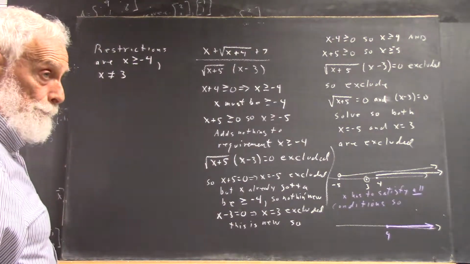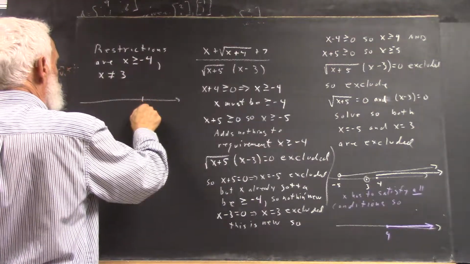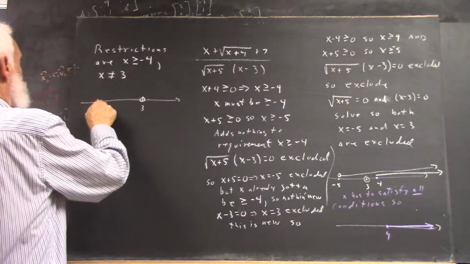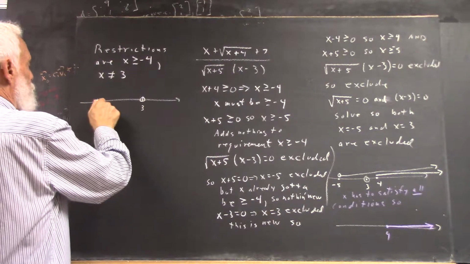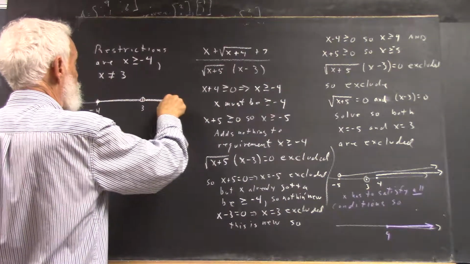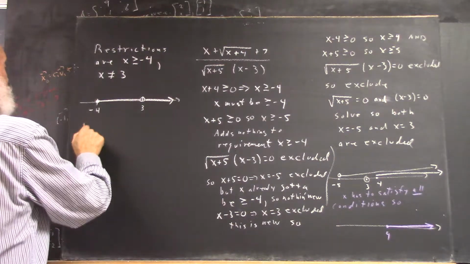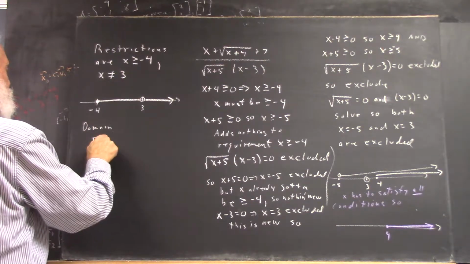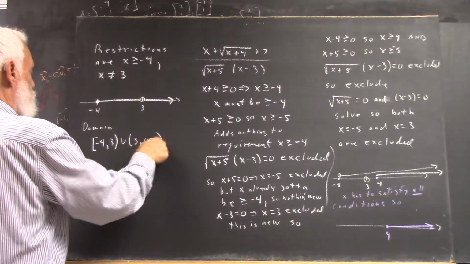Okay? All right. So we draw our number line, and since we got 3 here and it's excluded, we're going to put a circle around it. And then we put -4 over here. x has to be greater than or equal to -4, so it's everything to the right of this, except for 3, which got excluded, right? So the domain is [-4, 3) union (3, infinity).